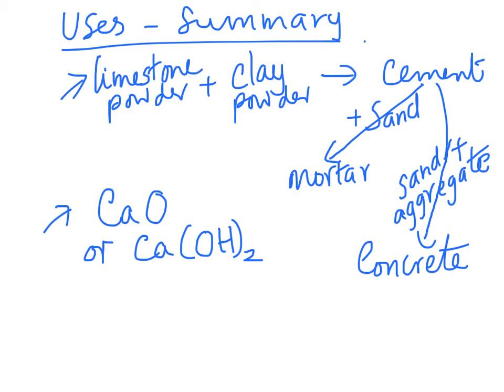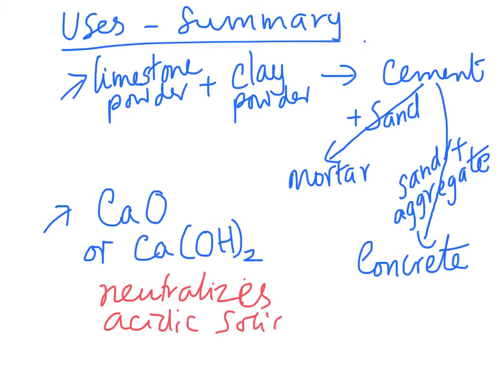You also have something very useful for farming, which is calcium oxide. This actually neutralizes acidic soil. Why does it neutralize this acidic soil? Because this substance dissolves in rainwater or any other water to produce an alkaline solution, and that neutralizes the acidity in the soil.